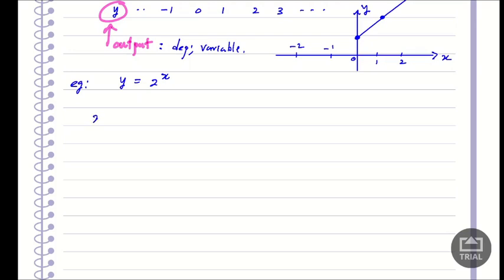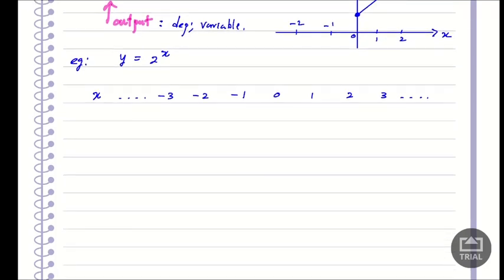So I'm going to choose x values, right? So x values I'm going to choose, let's see, 0, 1, 2, 3, you can go on. Then minus 1, minus 2, minus 3, you can go on, right? So those are our independent variables. Now think about 2 to the power x. So what are the 2 to the power x values, right? So that should be 2 to the power minus 3, 2 to the power minus 2, 2 to the power minus 1, 2 to the power 0, 2 to the power 1, 2 to the power 2, 2 to the power 3. Very easy.